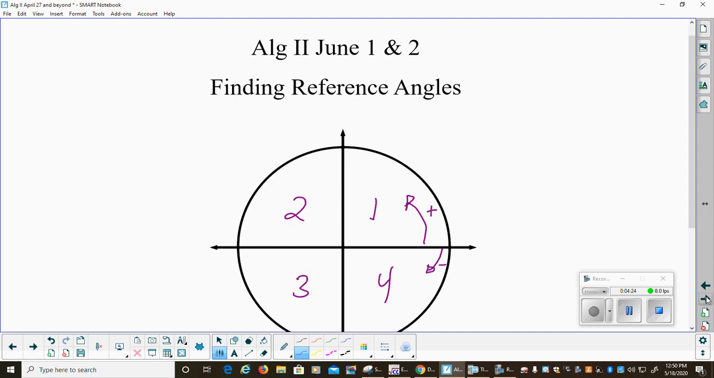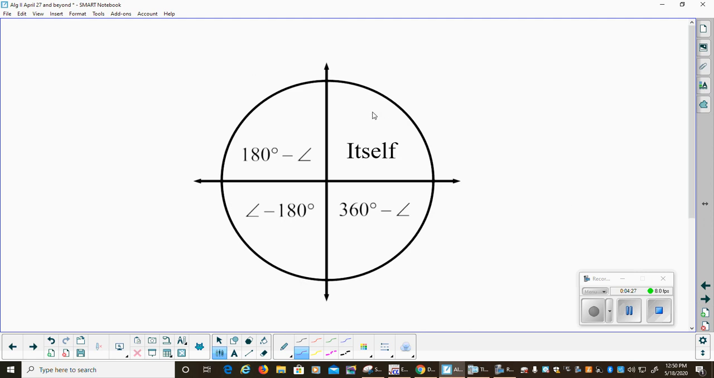Now to recap that, if you're in quadrant 1, the answer is just itself. That last example where you had 95 degrees and you're sitting in the second quadrant, sure, you can count how far you are to the x-axis. Remember, this is the x-axis. Or you can take 180 minus 95, and you get 85. So you're going to subtract it from 180.